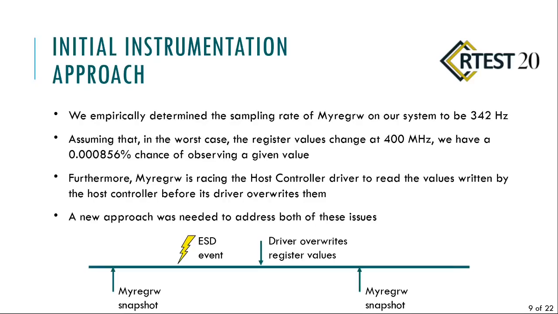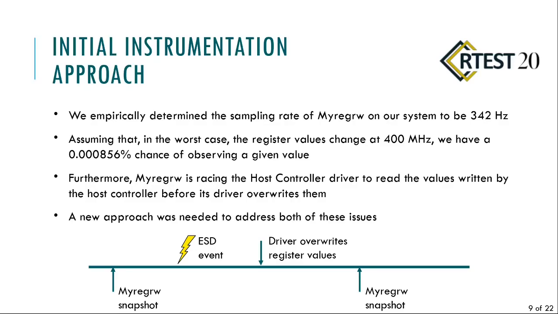So why is that? We measured the sampling rate of MyRegRW and found out that on this system it took snapshots 342 times a second. The system has a 400 megahertz clock, so in the worst case, the register values for these control registers might change at 400 megahertz, and this gives us an astronomically small chance of actually observing a given value before it changes. Even if we relax some of these worst-case assumptions and improve the performance of MyRegRW, we need 5 orders of magnitude improvement here, which is a bit difficult to achieve.